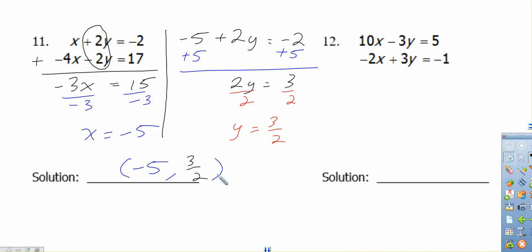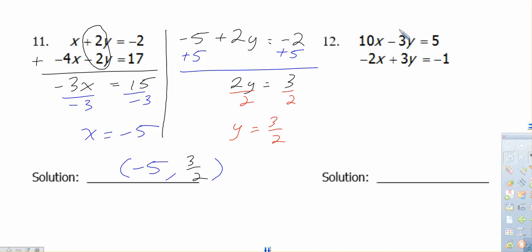And why not go ahead and check this one. X is negative 5 plus 2 times 3 over 2 is -2. And -4 times -5 minus 2 times 3 over 2 is in fact 17, and there's our answer.